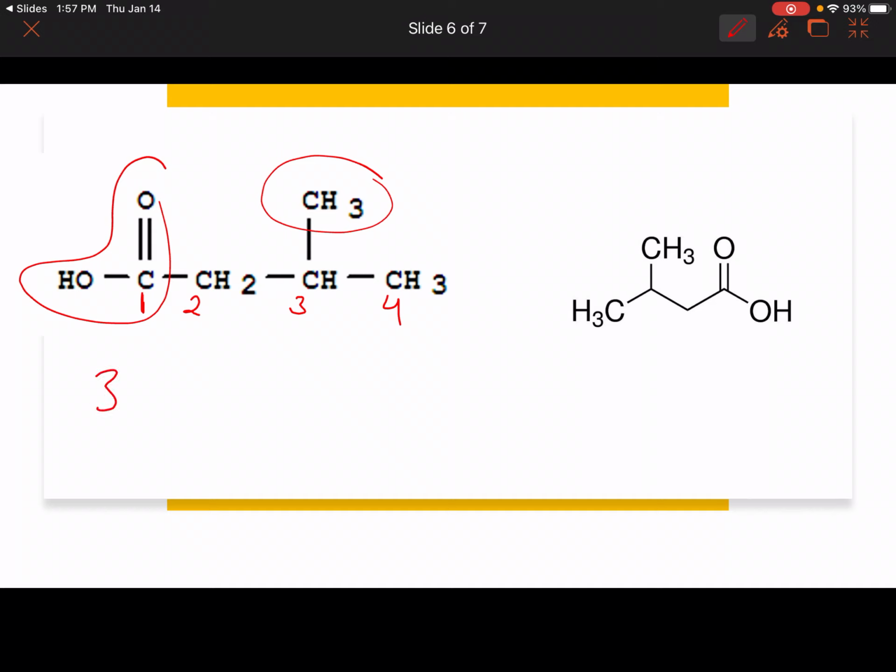So the name of this then is 3-methyl, then a dash, and in your notes it's missing one. Technically you should have a 1 in there. So 3-methyl-1-butanoic acid. If you leave out the 1, it's okay, but I think we should put it in just to be consistent here. All right, sound good?